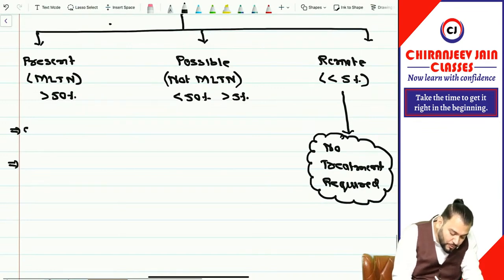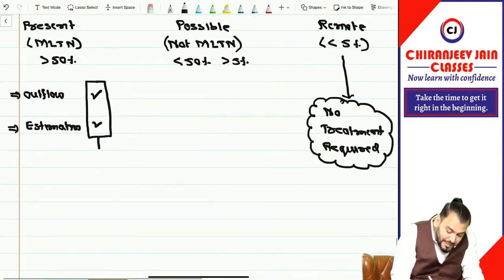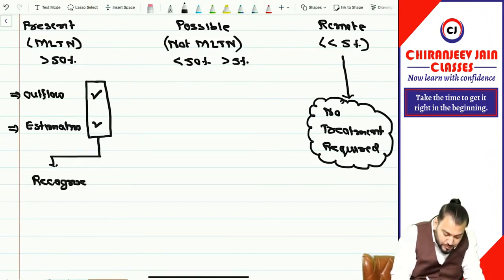First is about outflow. Second is about estimation. Correct? Can you see if these two conditions are satisfied? If these two conditions are satisfied, then Ind AS 37 says recognize provision. Recognize provision.